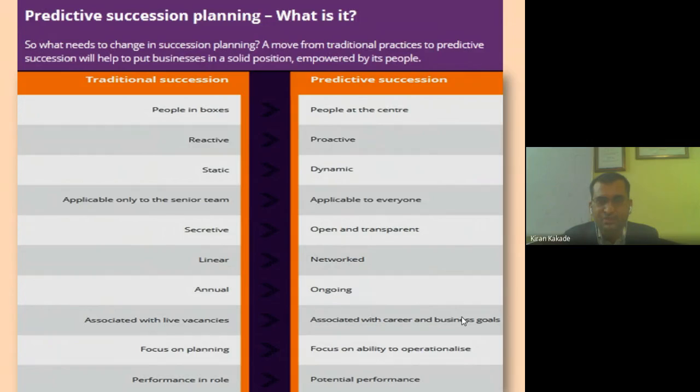If you compare, you will understand that on one side it is people in boxes, here it is people at the center. Okay, reactive, proactive, static, dynamic, applicable only to the senior team, top level management. But here every critical role in the organization, whether at the top level or at the bottom level of management, you are looking at as a succession planning strategy.